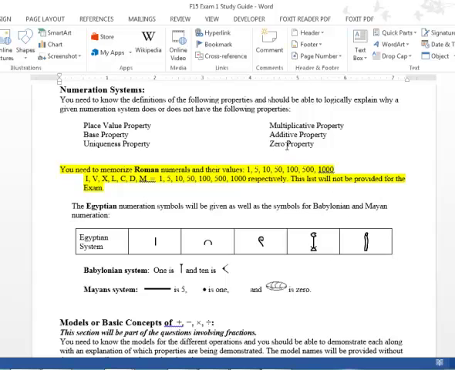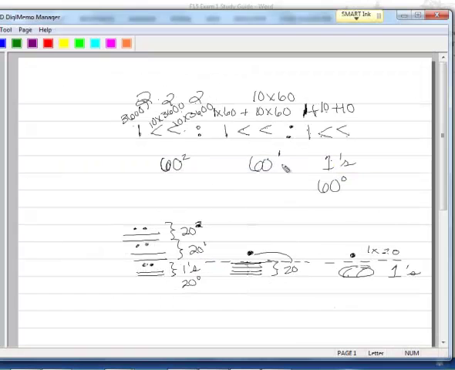The zero property, you either have it or you don't. I mean, you know you have it because you can see it. I see nothing in the Egyptian system that has a zero, so therefore it doesn't have the zero property. The Mayan system has a zero, so yes, it does have the zero property. Our number system has a zero. There is nothing that represents zero in the Roman numeral system, so that would not have a zero. The Babylonian system does not have zero.